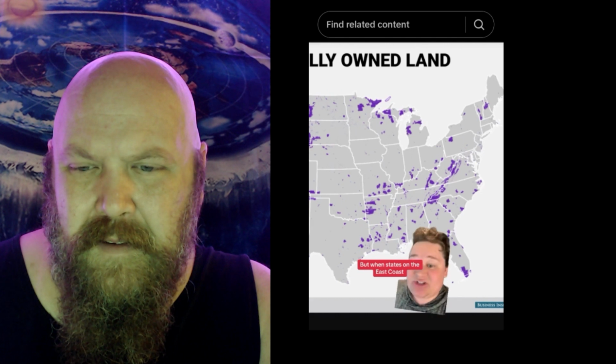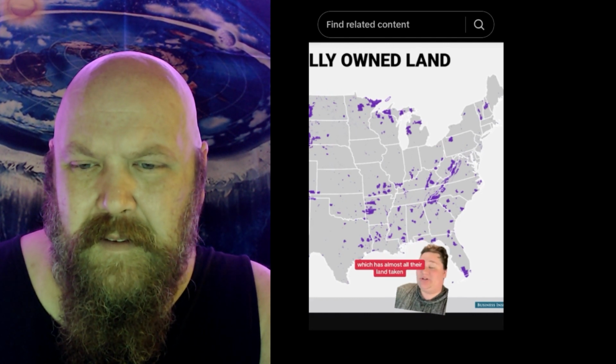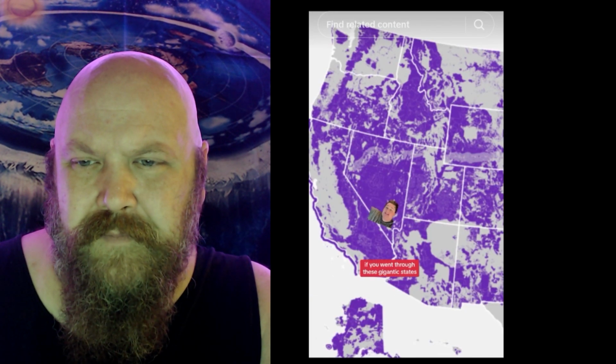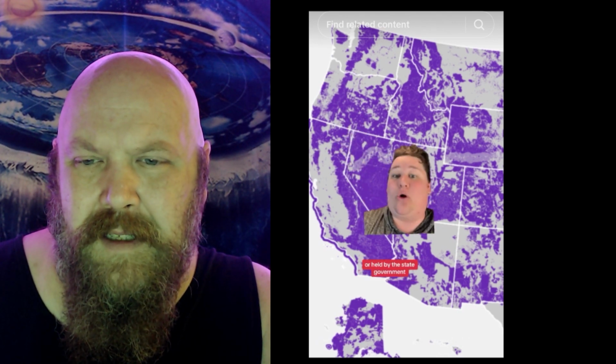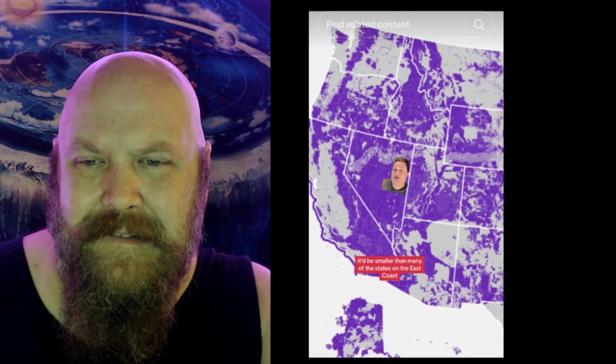But when states on the East Coast barely have any land taken from the federal government versus the West Coast, which has almost all their land taken, you really have to think. If you went through these gigantic states and you actually took the proportion of land that is privately held or held by the state government, it'd be smaller than many of the states on the East Coast.